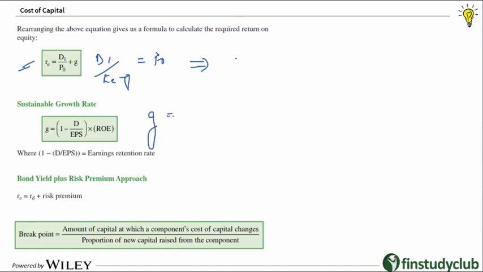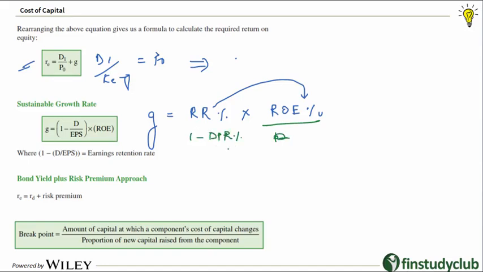Sustainable growth rate, the growth rate that the dividend will experience, is actually a matter of how much is the portion that you are retaining, multiplied by the earnings that you're going to get on that retained portion. So it is actually a combination of both of them. And the retention rate can be written as 1 minus the dividend payout ratio. So these are some of the formulas that you have to work around.